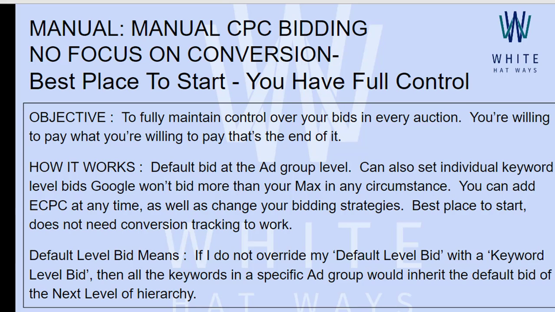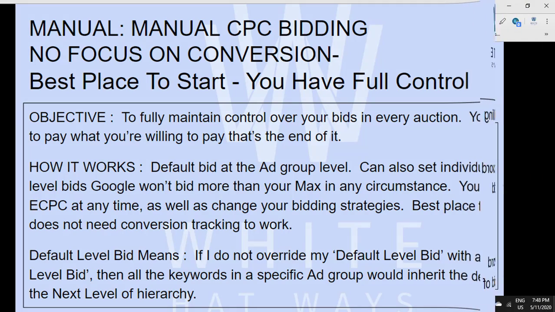Now coming to the third part of the slide, which says default level bids. So what are default level bids? If I do not override my default level bid with a keyword level bid, then all the keywords in a specific ad group will inherit the default level bid. So it means that if I do not go to the keywords and change their bids individually, all the keywords in this particular ad group will acquire the default level bid of that particular ad group.